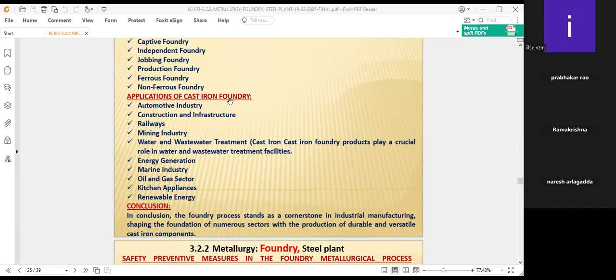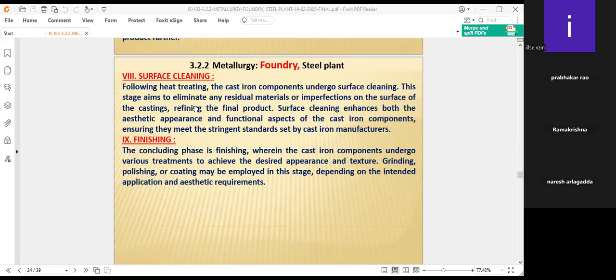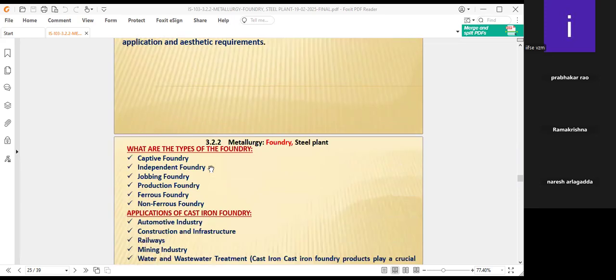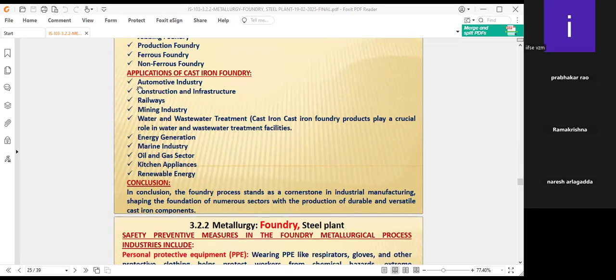Applications of the cast iron foundry: all the blocks purchased by cast iron manufacturers are used in automotive industries, construction and infrastructure, railways, that means railway tracks and all, mining industries, water and wastewater treatment. That means in wastewater treatment, effluent treatment plants or sewage treatment plants, only cast iron will work very healthy, and corrosion will not be a concern. That's why cast iron is very important in water and waste treatment plants.